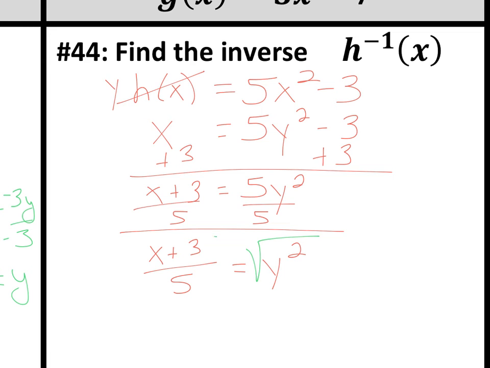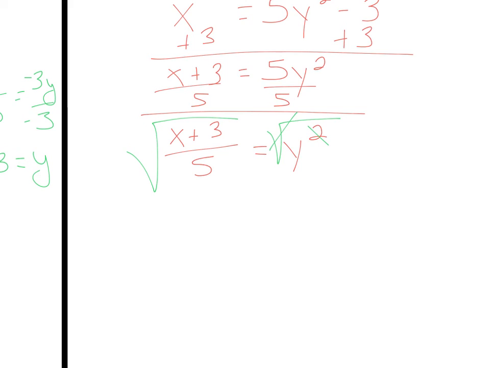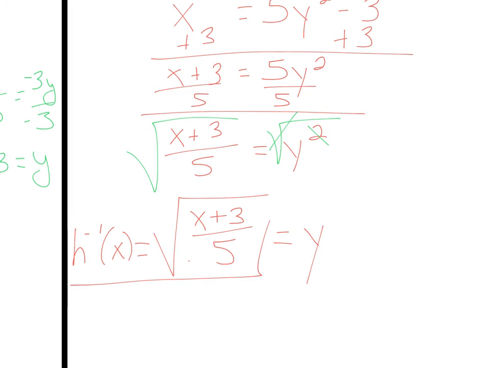Okay, so square root. Notice that the square root is over the whole fraction on the left. Okay, square and square roots cancel each other out. So we are left with the square root of x plus 3 over 5 equals y. And we know that this is the same thing as h inverse of x. So this is what the answer option should look like.